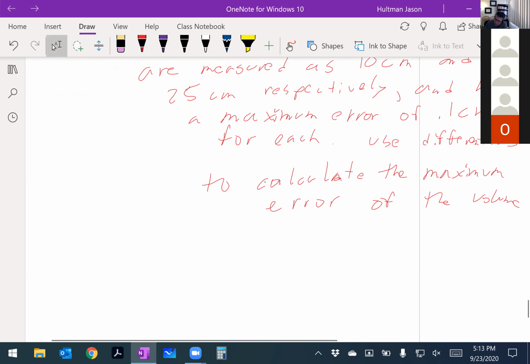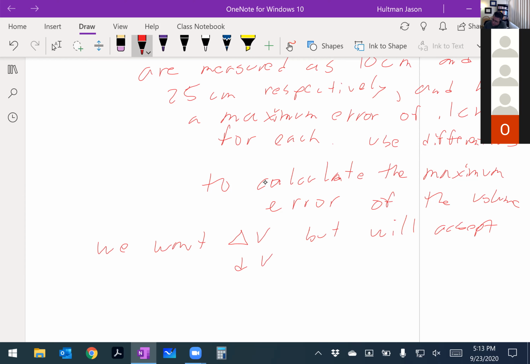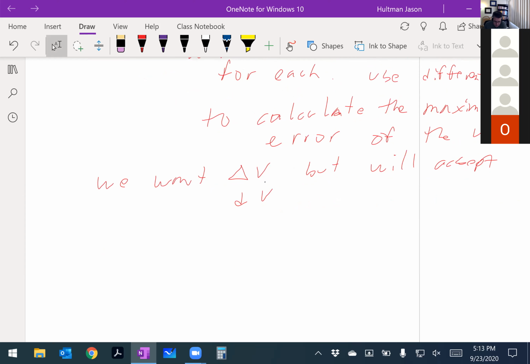Okay, so we want delta V, but we'll accept dV. Okay, so what's V? V is equal to, okay, for this cone, we're going to make it a right circular cone. Okay, right angle with r and h.